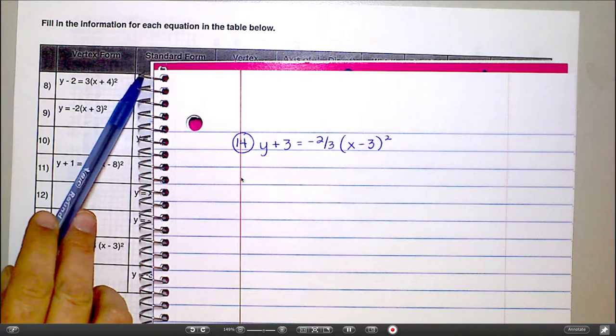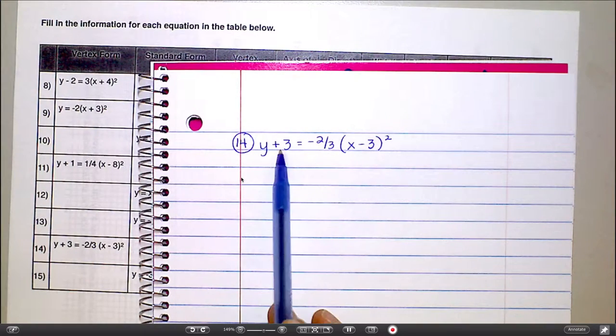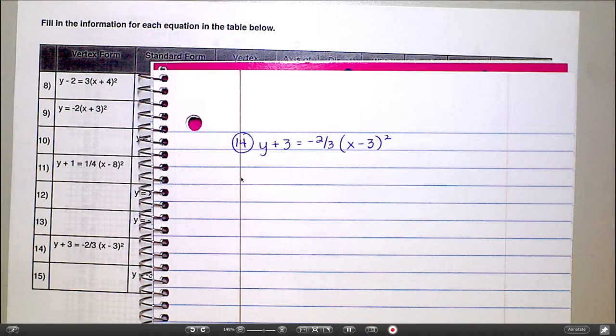Equation and put it in standard form. How do I, this is in vertex form right now. How do I get from vertex to standard? Okay, so I'm going to subtract the 3. What else am I going to have to do? You're going to box method or FOIL.